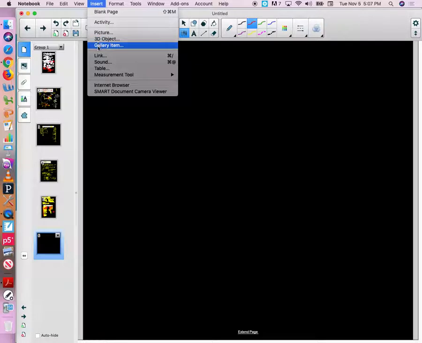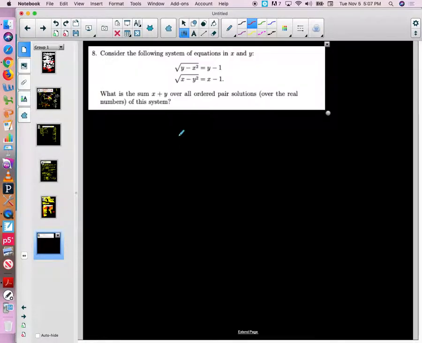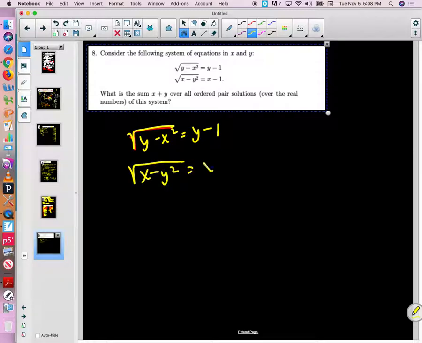Okay. All right, and then the last one, number 8. On number 8, you have the square root of y minus x squared equals y minus 1, and the square root of x minus y squared equals x minus 1. It gets kind of messy to multiply it all out, and sometimes it's hard to decide what to do, but I played around with it some and decided to square both sides.